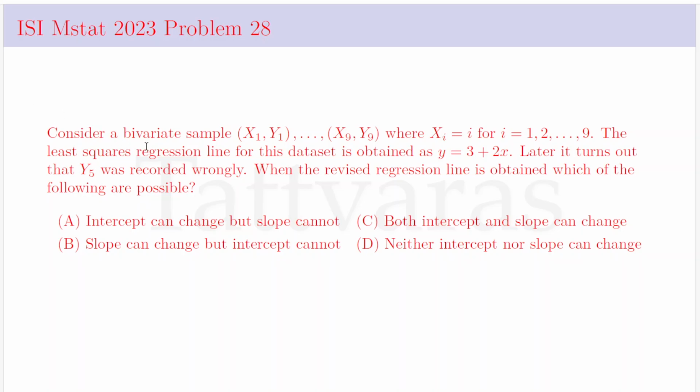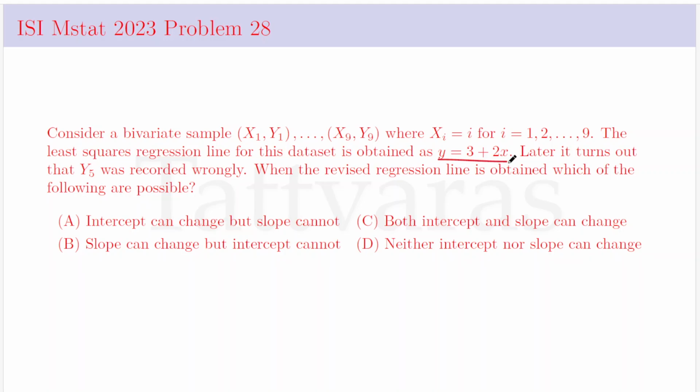Suppose we have a bivariate sample: x1, y1 up to x9, y9. So we have 9 bivariate observations, where you can consider xi to be the covariate and yi the response. And we are trying to fit this line to the given data.